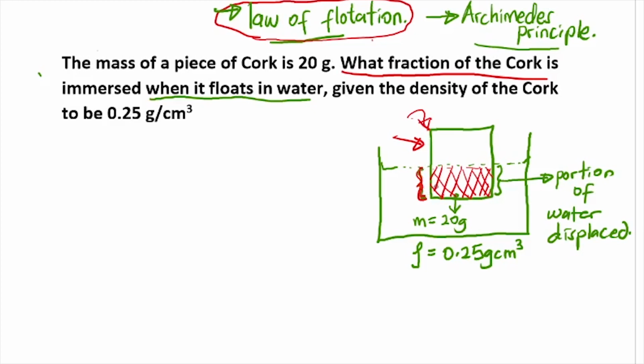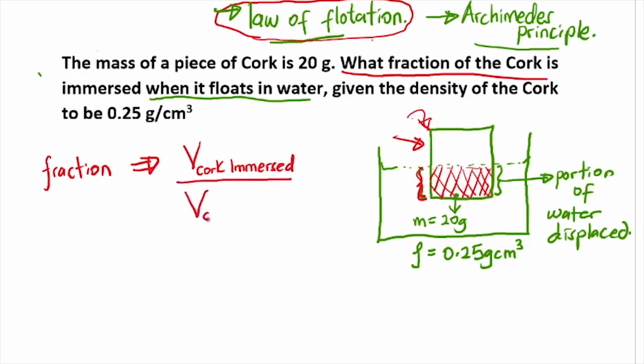So in other words, if you want to find the fraction of the cork that is immersed, the fraction of the cork immersed is going to be equal to the volume of the part that is immersed. Let me call it the volume of the cork immersed, divided by the volume of the whole cork.